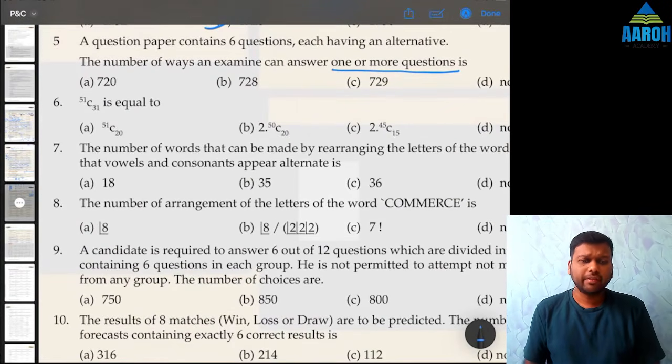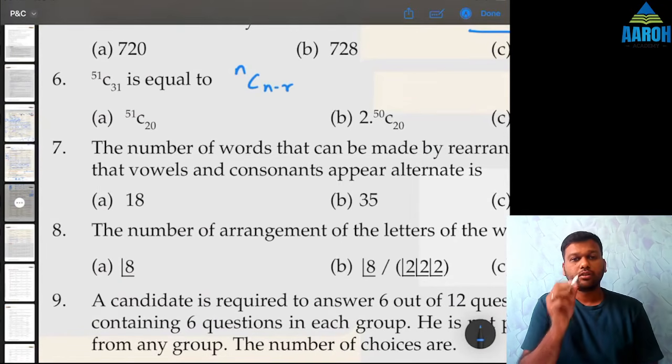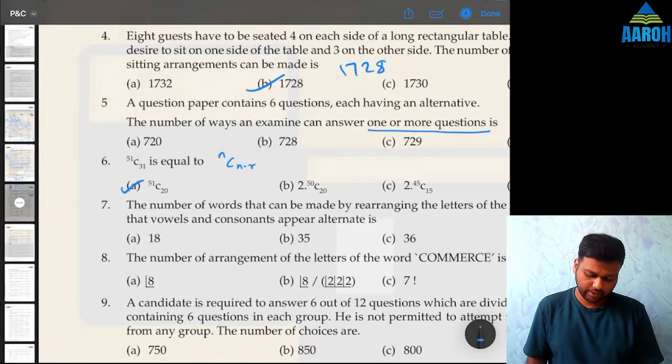Next, 51C31 is equal to, we know a property, nCr is also equal to nC(n minus r). So 51C(51 minus 31), that is 51C20. So A is the correct answer.